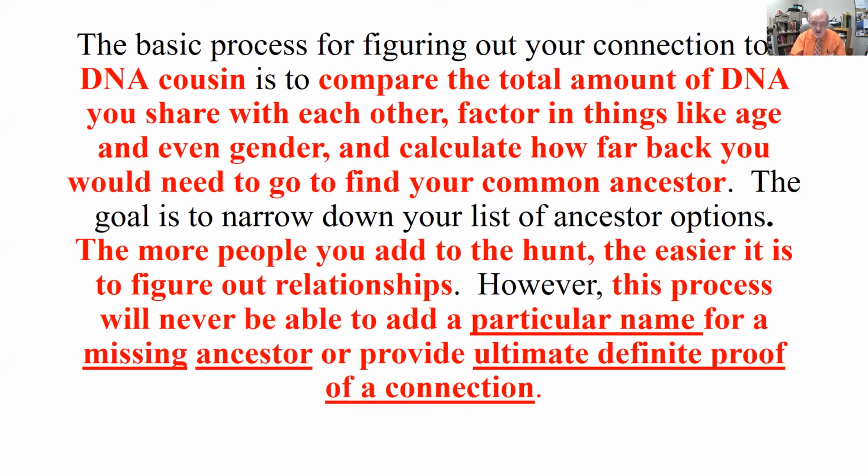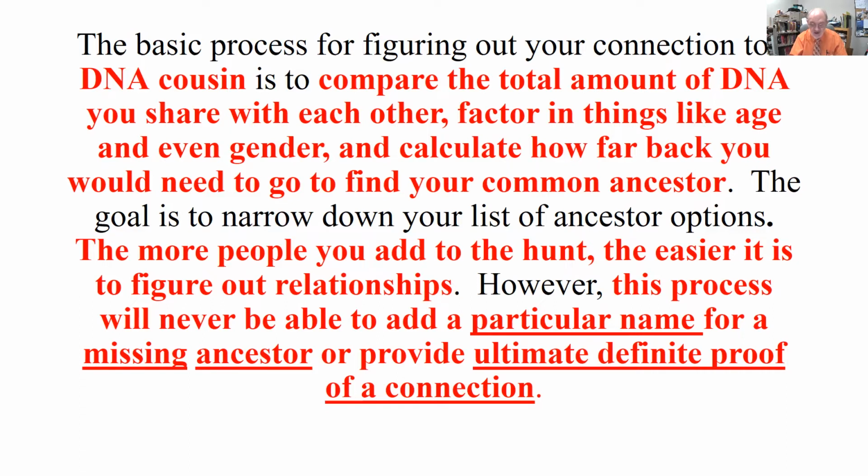You may ask, do I really need to figure out how to use things like chromosome browsers and centimorgans to be successful in my family history? The answer is no. The basic process for figuring out your connection to a DNA cousin is to compare the total amount of DNA you share with each other, factor in things like age and even gender, and calculate how far back you would need to go to find your common ancestor.